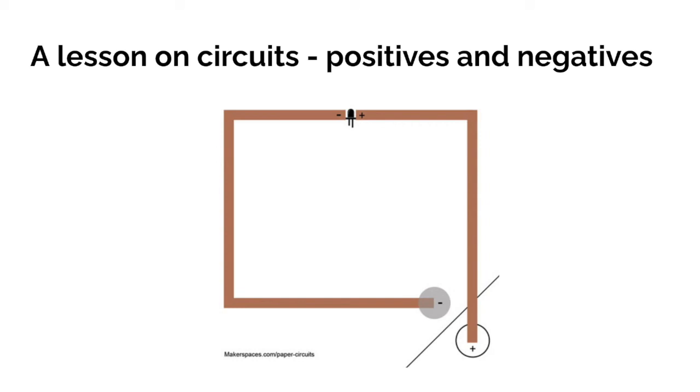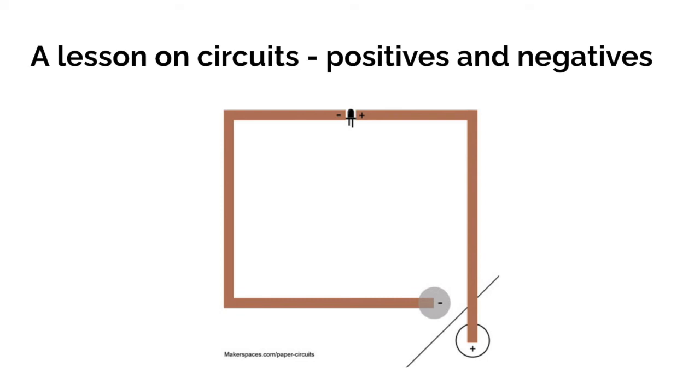So as you can see on this little template, the negative side of the LED light is connected with the copper tape to the negative side of the coin cell battery. The same with the positive side. The positive side of the LED light is connected with the copper tape to the positive side of the battery.